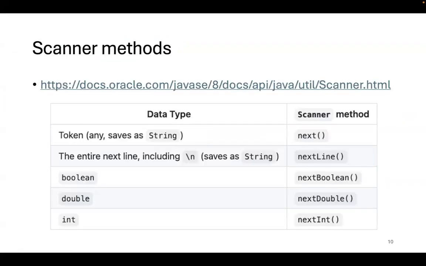All right. You can grab different types of items from the scanner. So next is just general. It grabs the next token up until some white space. nextLine grabs until it reaches the new line character. As you're typing things, you're secretly typing a new line whenever you hit enter. The way we represent that is just \n. And then for boolean, double, and int, if I type the word true, I can just grab that as a boolean and not have to parse it. And so on for double and int.